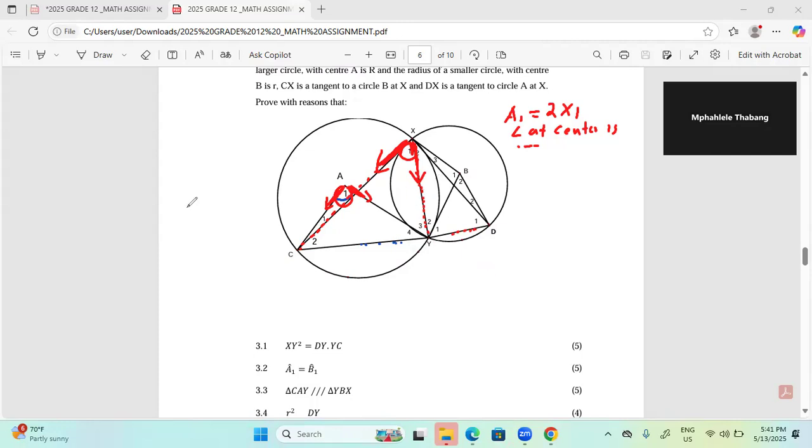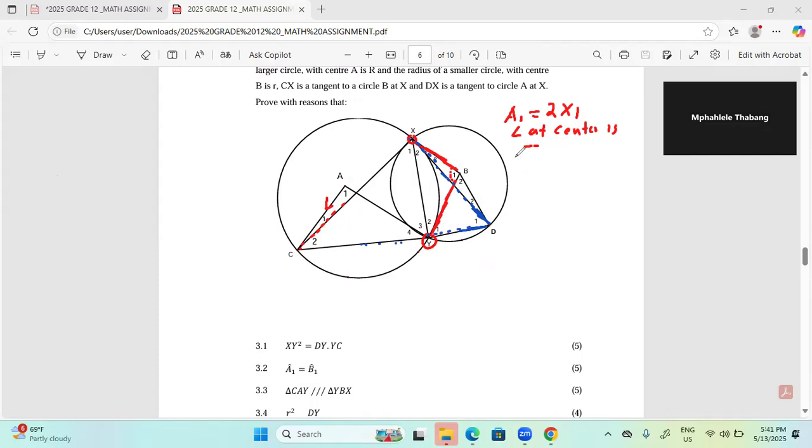So what about the angle B1? This one can be very tricky. Make sure that you understand here. The angle B1 also is the angle at the center. What subtends the angle B1? It's XY. So we're going to look for the angle at the circumference subtended by XY. So we notice that it is the angle D1. This angle D1 here is also subtended by XY.